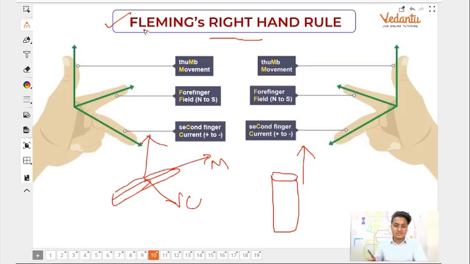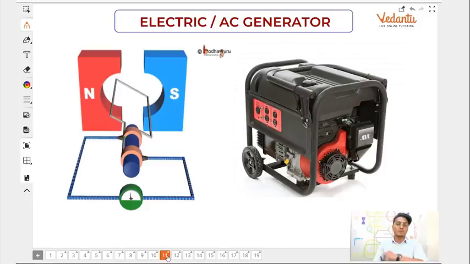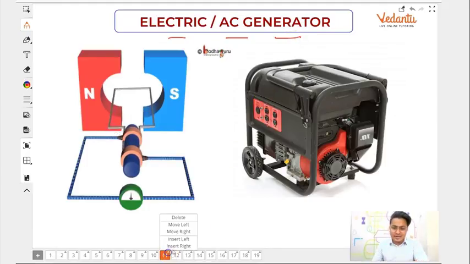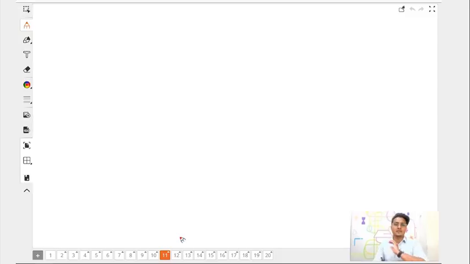Now we have to move ahead to the next topic, which is nothing but the topic we have been studying till now, that is the electric or AC generator. Before going on to this, let's take a small break of 1 minute.